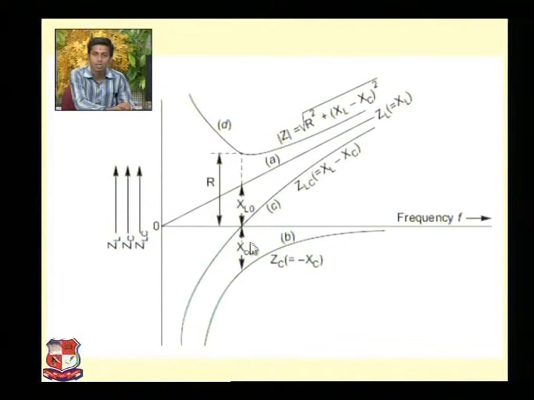That means here XL and XC both become equal. See, the upper part is XL and the lower part is XC. So when these both become equal, then this part is resonance. So here I get my resonance frequency, and impedance is represented by the graph D. So it is a relation of impedance with respect to frequency.